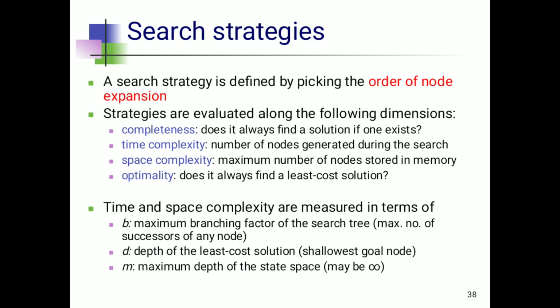The next one is maximum depth of the state space, which may be infinity. This variable can take an infinite value. So the time and space complexity are measured in terms of these three variables: maximum branching factor B, the depth of least cost solution D, and the maximum depth of the state space, that is M.